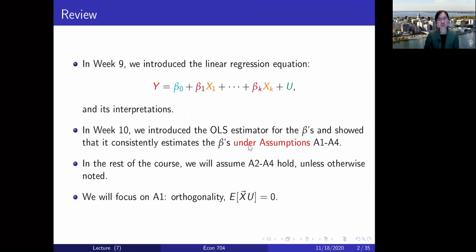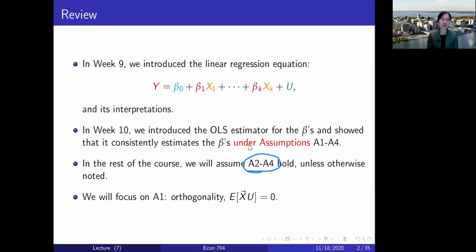In week 9, we introduced this linear regression equation, y equals beta 0 plus beta 1 x1 plus dot dot dot plus beta k xk plus u. And we talked about the interpretation of this linear regression equation in different scenarios. In the next week, week 10, we introduced the OLS estimator for the betas in this linear regression equation and proved the consistency of the estimator under assumptions A1 to A4. For the rest of the course, we are going to assume that A2 to A4 hold.